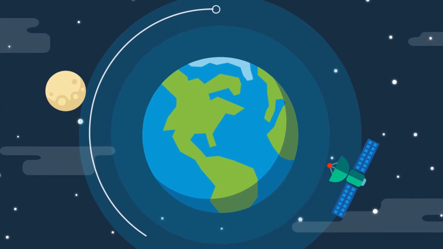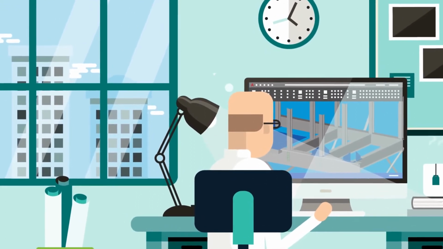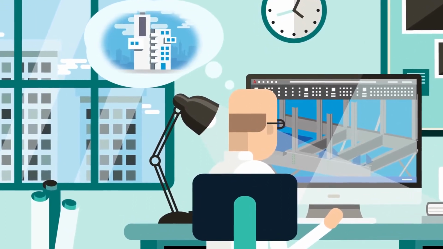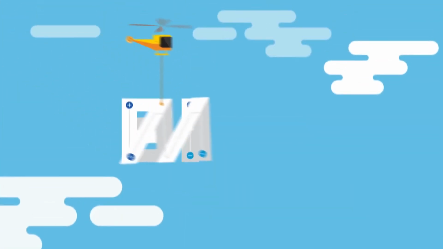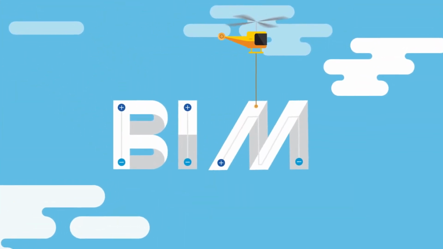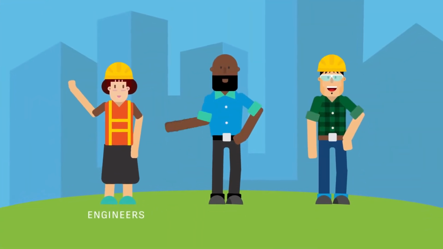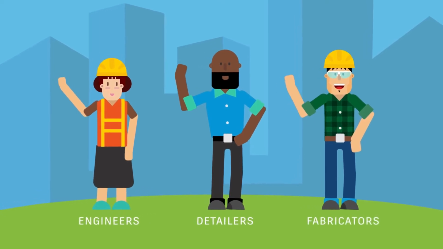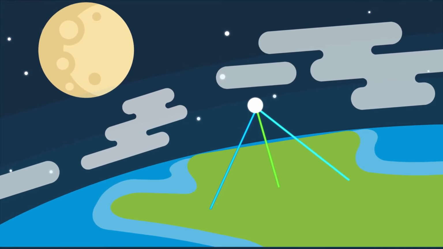We are more connected now than ever before. And it's changing everything, including the way structures are imagined, designed, and even constructed. Building Information Modeling, or BIM, helps teams realize a new, connected way of working that allows structural engineers, detailers, and fabricators to explore better designs and install better structures.